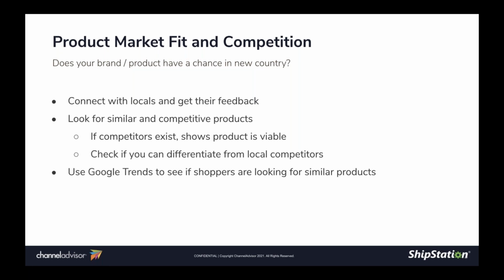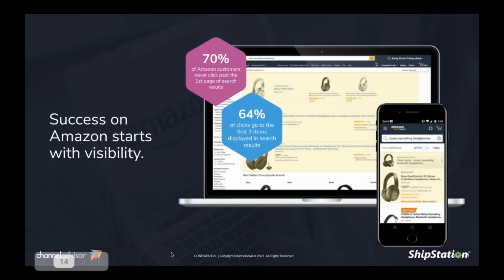If you move forward again, Mike. So here I just wanted to call out how brands today are leveraging advertising on Amazon, one of the biggest marketplaces globally. You can see the 2 key statistics. 70% of Amazon customers never click past the first page, just to show the importance of being present on that page and ensuring that you're ranking accordingly. And then 64% of those clicks go to the first 3 items displayed.